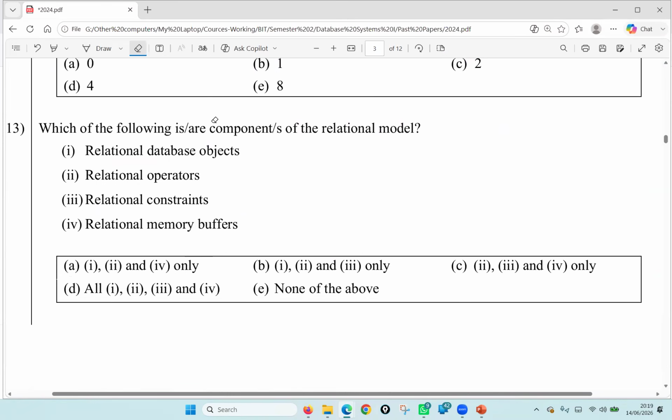Which of the following is/are components of the relational model? Relational database objects, relational operators, relational constraints, relational memory buffers. That one I am not very sure.